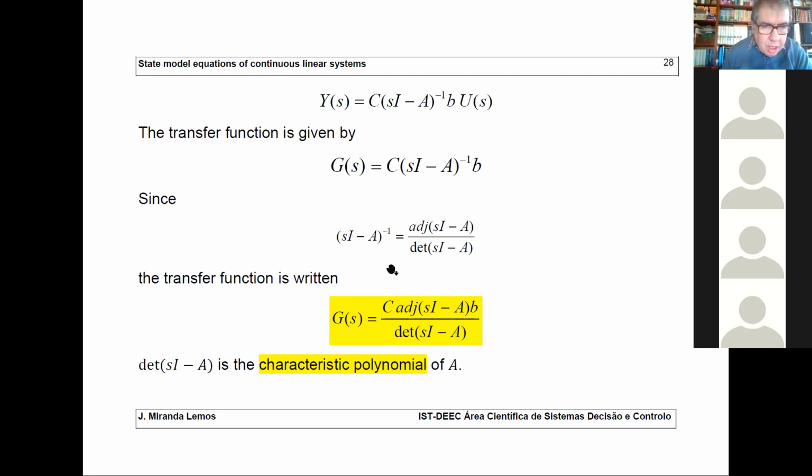Now, if you use this formula on the expression for the transfer function, what you get is C times the adjoint of sI minus A, times B. Again, this is a scalar formed from C, from B, and from this adjoint matrix that depends on s. So this is a polynomial in s. And then you have another polynomial in s, which is the determinant of sI minus A.